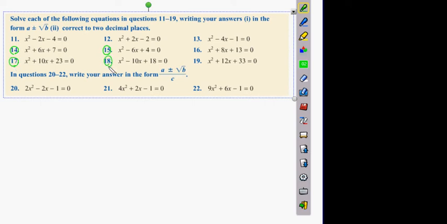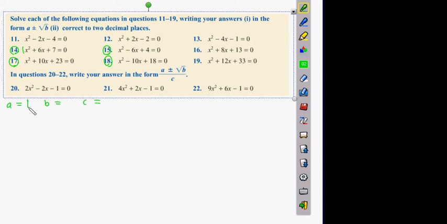Now guys, what always happens is you always start off with 3 letters, A, B and C. A is always the number that comes in front of X squared. If it's just X squared, it means 1X squared, so A equals 1. B is the number that comes in front of X, which is 6. And C is the number at the end, which is 7.